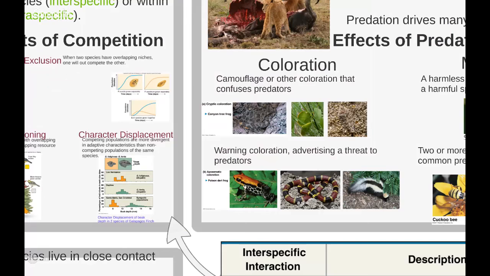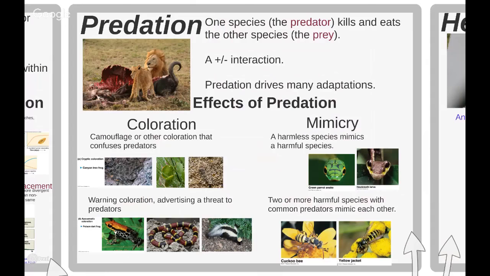And you have predation, which is when one species, the predator, kills and eats the other species, the prey. You probably learned that in fifth grade. Obviously, one benefits from the interaction, the other is negatively affected. But what's interesting about predation is that it drives many evolutionary adaptations, again pulling back to our evolution unit.